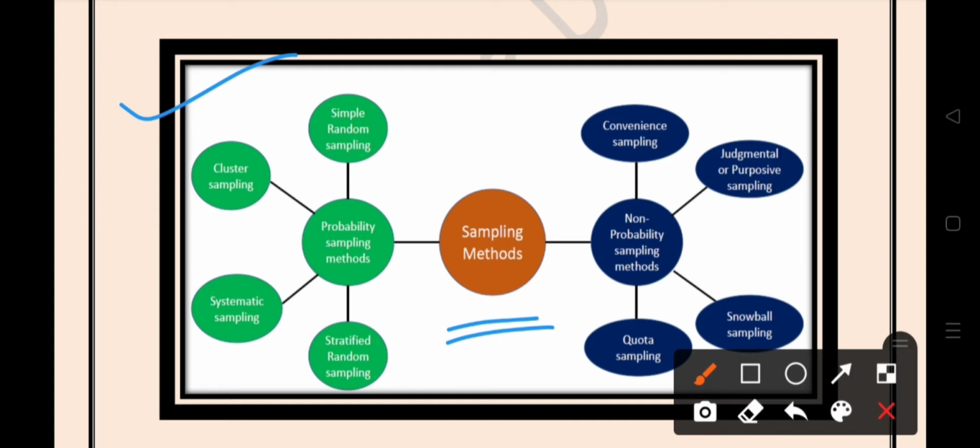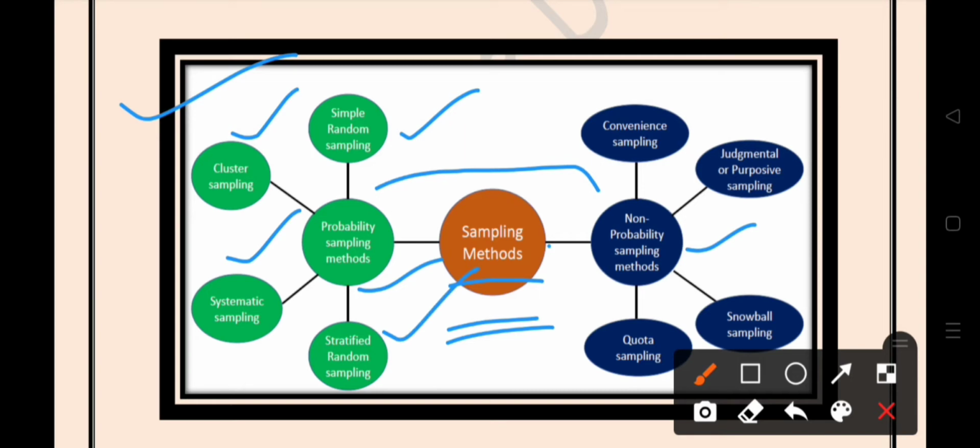You can definitely expect a question in your examination. So first we will have a glance at this chart. Here you can see sampling methods, or we can say sampling techniques, or sampling types. This is broadly divided into two groups, that is the probability method and the non-probability method. Again, these two methods are further classified: the probability method into simple random sampling, cluster sampling, systematic sampling, and stratified random sampling.